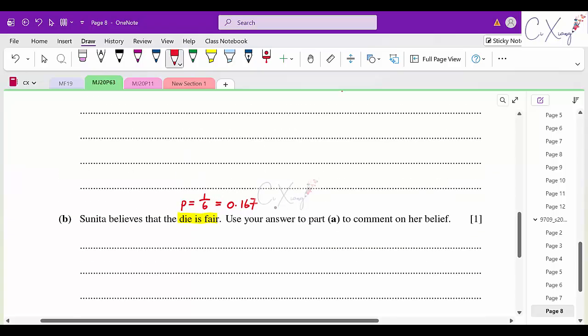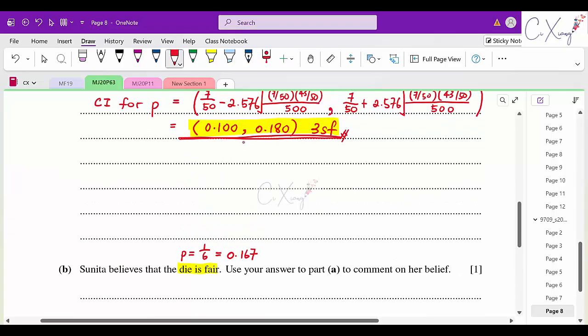Okay, and if you have a look at the confidence interval that we calculated just now, we already carried out the experiment 500 times, right? From the 500 experiments, we got a confidence interval which says that P should lie between 0.1 and 0.18. Now I believe that P is equal to 0.167, and you can observe that 0.167 lies in the confidence interval that we found just now. All right, which means that Sunita's belief should be a correct one, right? So this is how we decide it.